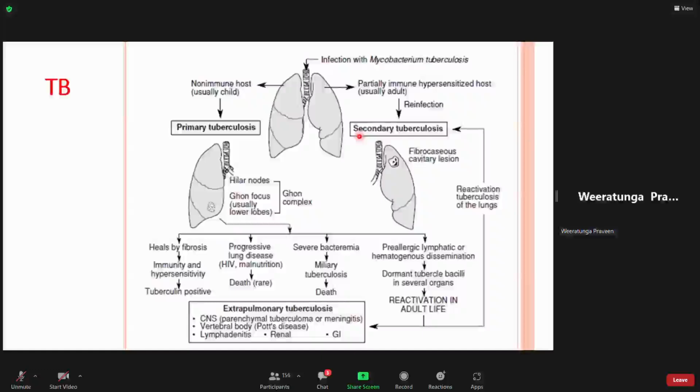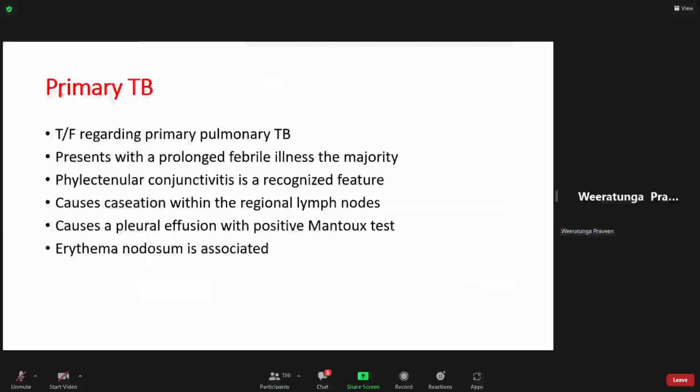So this is just a basic concept that you know, right? Primary TB and secondary TB, main differences. Okay, so let's talk about the first MCQ here. Primary TB presents with a prolonged febrile illness in the majority.